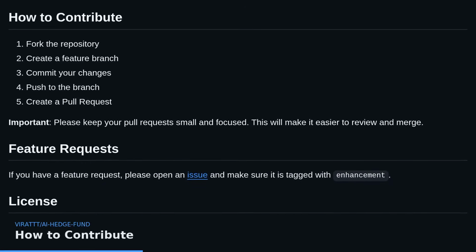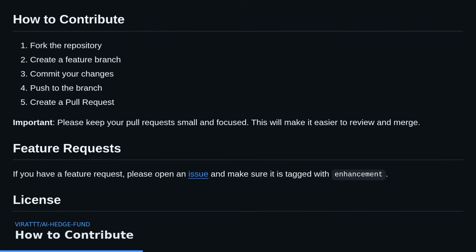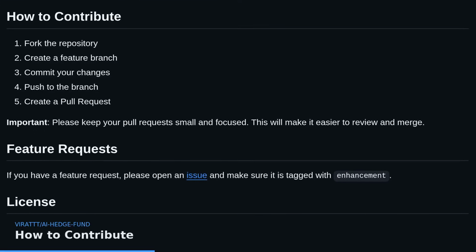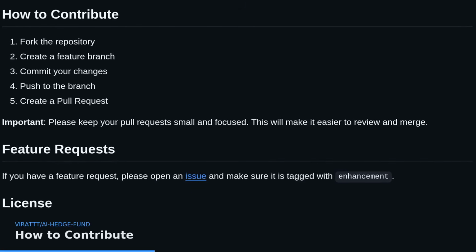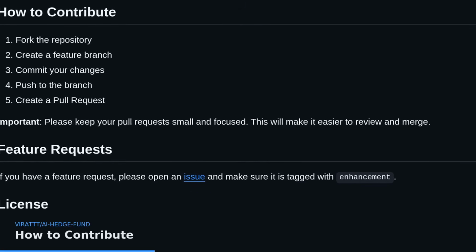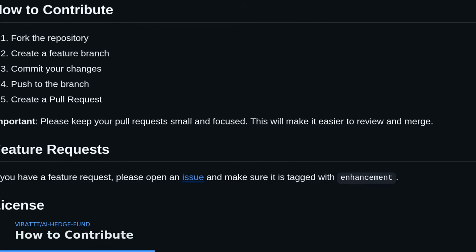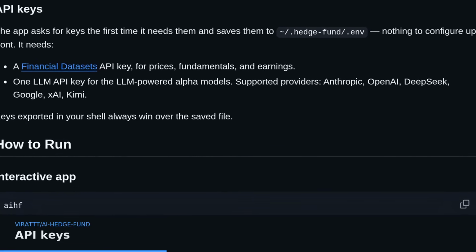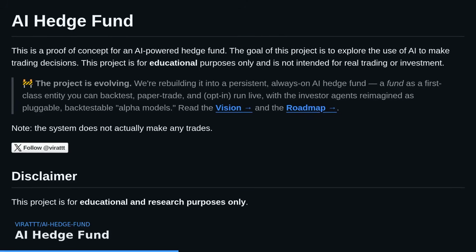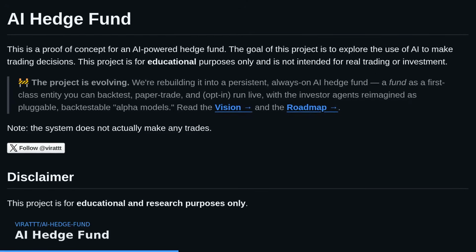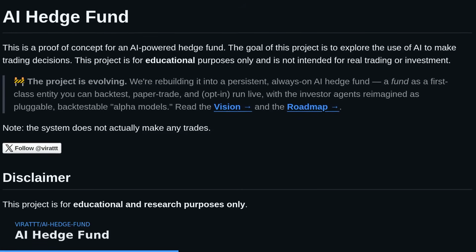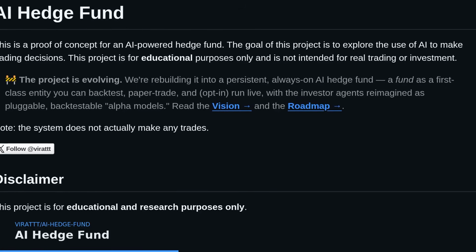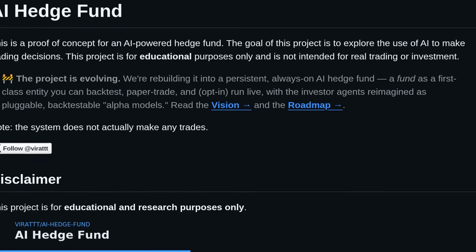The second is the integration of LLMs, large language models, into the alpha generation process. These models can generate trading signals based on a wide range of factors, including news, fundamental data, and even human reasoning. How do the LLM models interact with the rest of the system? The LLM models are used as alpha models. They generate signals, which are essentially conviction scores for specific tickers on specific dates. These signals are then used by the fund to make investment decisions.